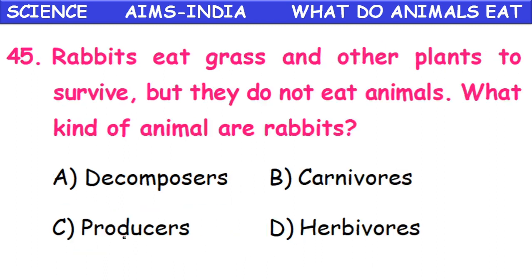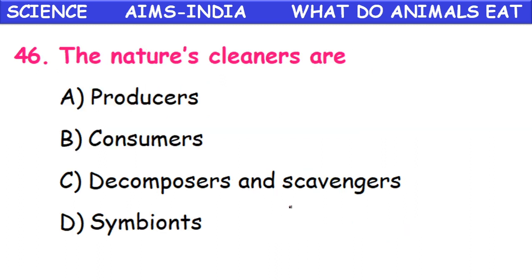Rabbits eat grass and other plants to survive, but they do not eat animals. So what kind of animals are rabbits? Decomposers, carnivores, producers, herbivores. So rabbit is a herbivore which eats only plants. The nature's cleaners are producers, consumers, decomposers and scavengers, symbionts. So decomposers and scavengers like bacteria, fungi, vulture, hawk.